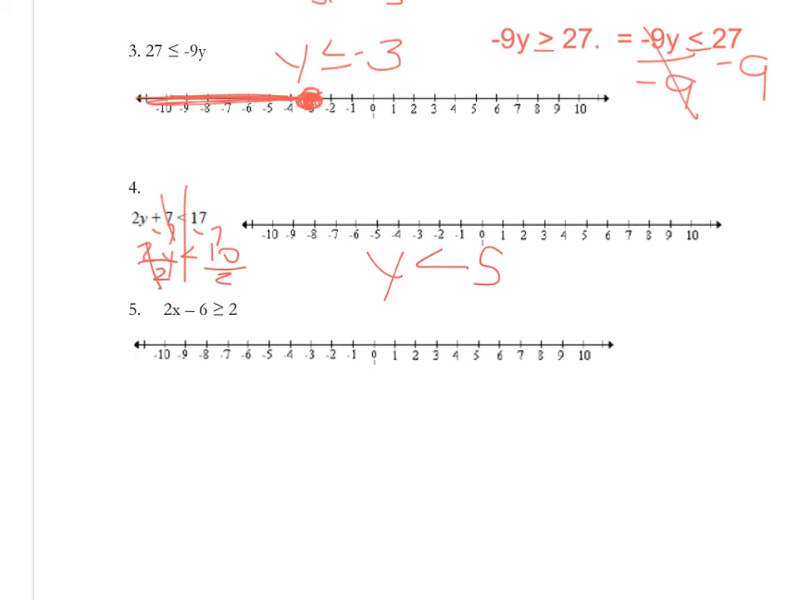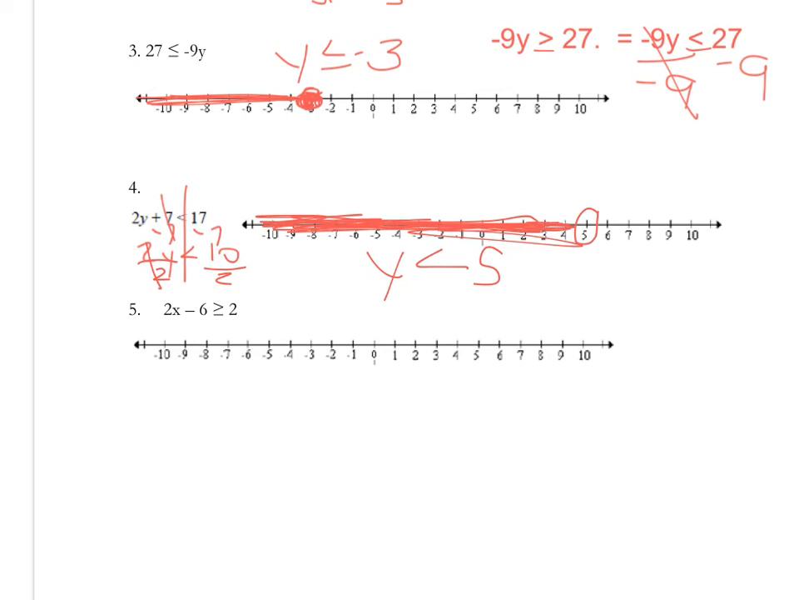So when I go to graph it, because it doesn't have the equal to part, it's going to be an open circle on the 5. And my arrow is pointing to the left, so I need to shade everything to the left. Okay, so shade everything to the left with your pencil. If you want to use markers to make your notes look pretty, I'm fine with that, just so long as you have all the information that I'm giving you.